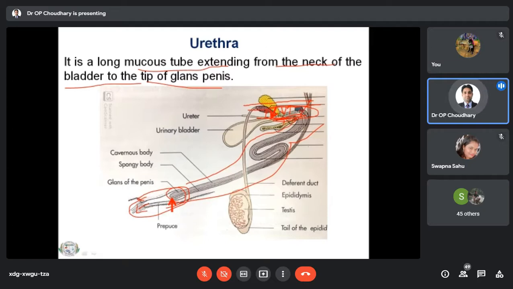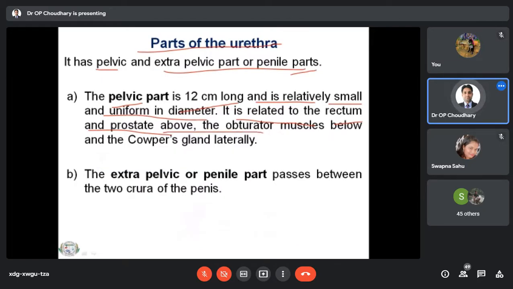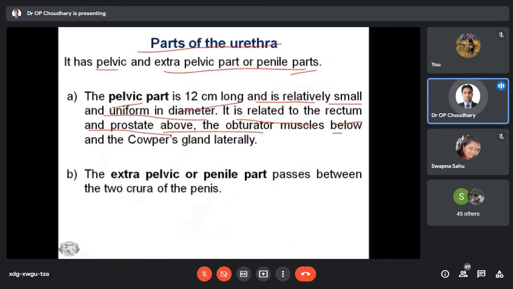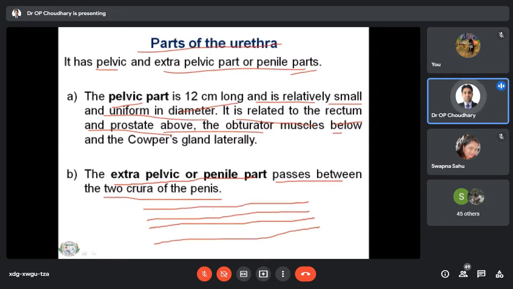Okay, and below, along with the obturator muscles, and the Cowper's gland laterally. On either side of the urethra, there will be Cowper's gland. And one more part is called the extra pelvic part or the penile part. This part passes in between the two crura of the penis. Because this is the urethra, and it is present in between the two crura of the penis. These are the two crura of the penis, and this is the urethra.